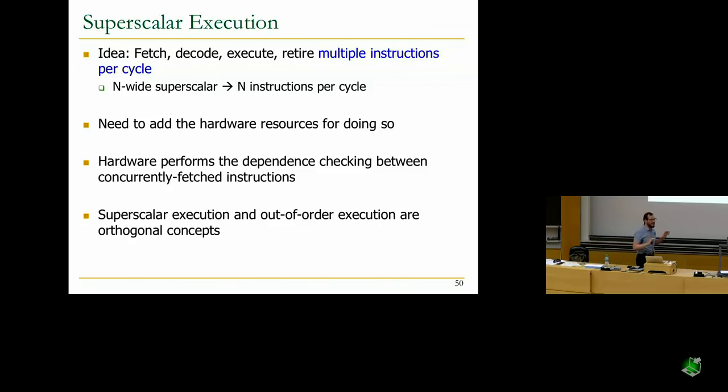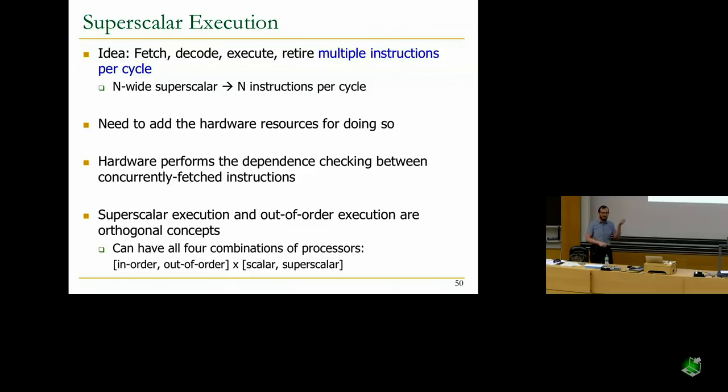This is very important. A lot of people actually confuse these. When they say superscalar, they mean out of order. When they say out of order, they mean superscalar. But this is wrong. These are completely orthogonal concepts. You can have all four combinations of the following processors. You can have in-order scalar, an in-order processor that fetches one instruction per cycle; in-order superscalar, an in-order processor that can fetch multiple instructions per cycle; out-of-order scalar, an out-of-order machine that reorders the instructions, but can only fetch one instruction per cycle; and out-of-order superscalar, an out-of-order machine that can fetch multiple instructions per cycle. So these are completely orthogonal concepts, and I think even the paper that I recommended to you confuses these concepts sometimes. It's good to not confuse these separate concepts.